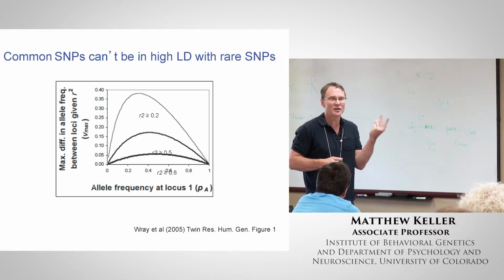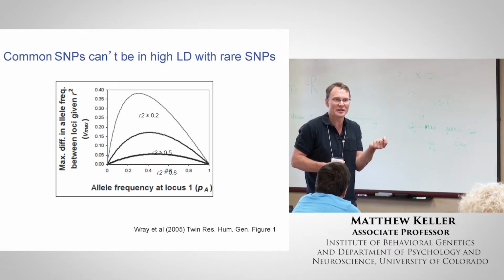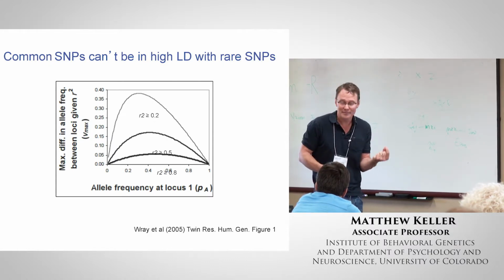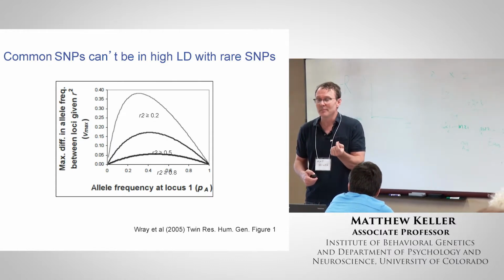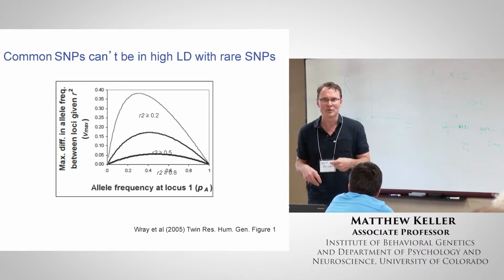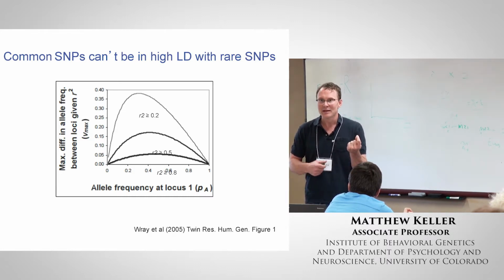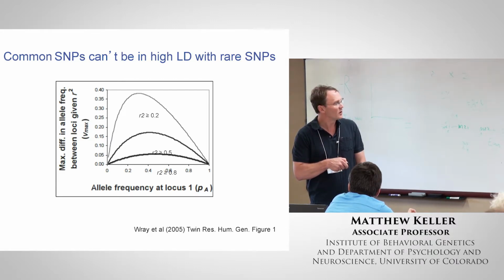So for a marker to tag a causal variant with a 0.8 r squared, that causal variant has to be really close in its MAF to the allele frequency of the marker, or vice versa. Okay, so if the marker's reference allele frequency is 0.3, that causal variant has to have an allele frequency very close to 0.3, no more than 0.05 difference. This is the same thing, but for 0.5, and this is the same thing for 0.2.